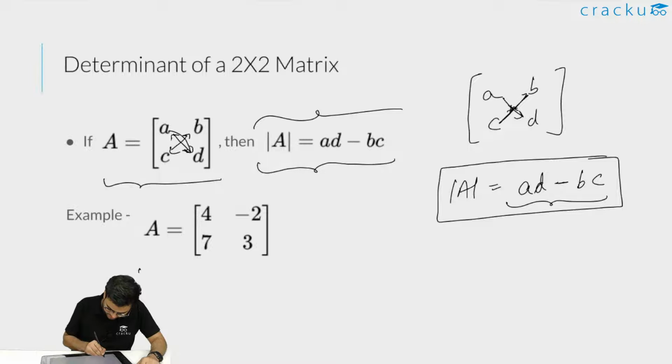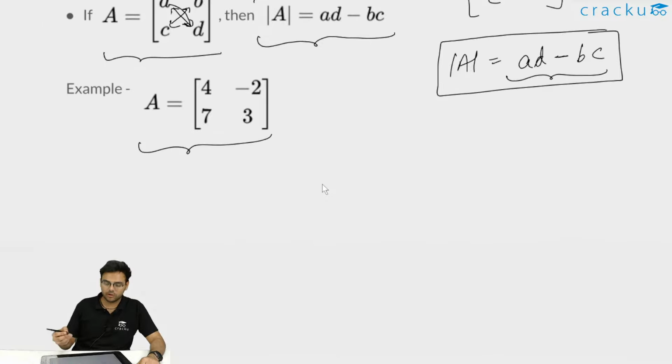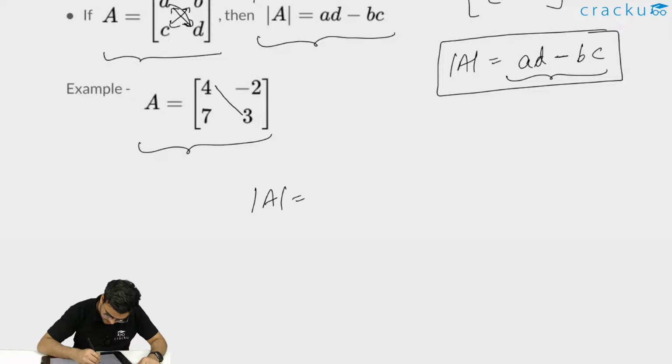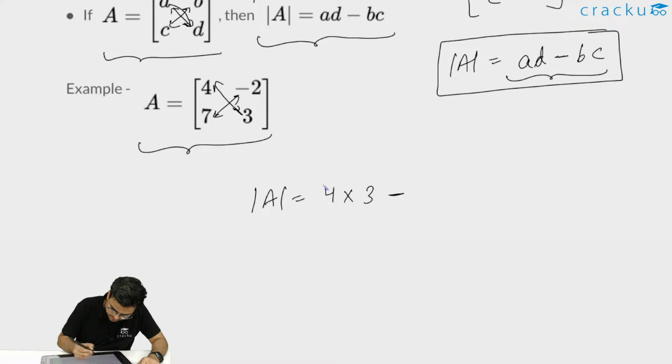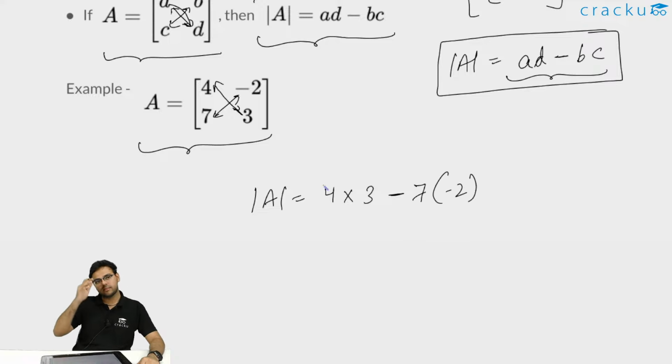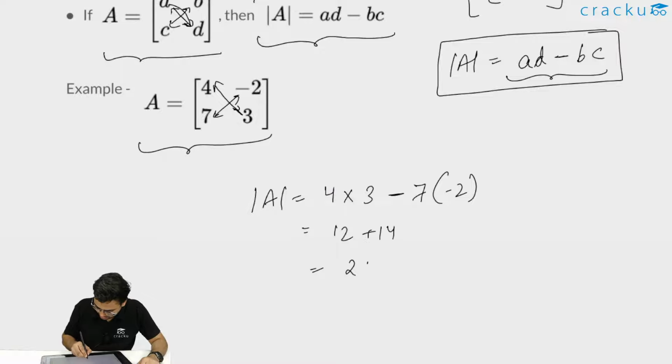For example, let's say this is your matrix A. How to calculate the determinant of a 2 cross 2 matrix? As I said earlier, first multiply these two elements: 4 into 3, minus, multiply these two elements, 7 into minus 2. So 4 into 3 minus 7 into minus 2. 4 into 3 is 12 and minus 7 into minus 2 is 14. So 12 plus 14, which is equal to 26.